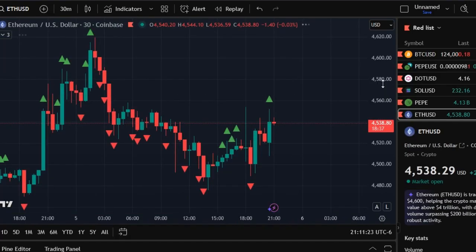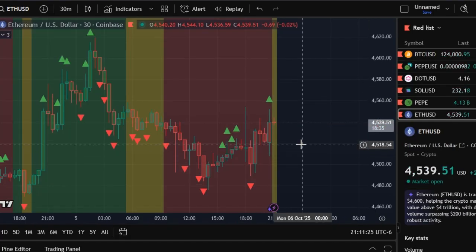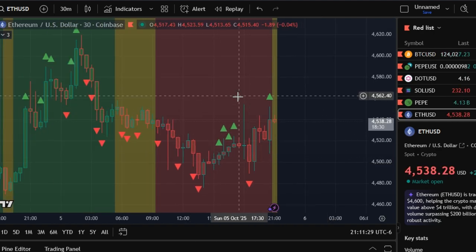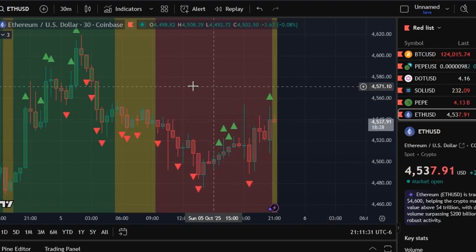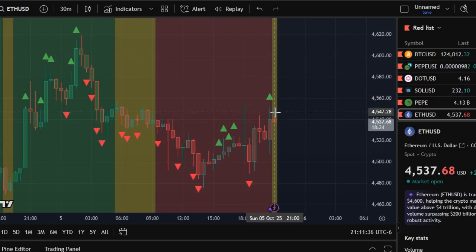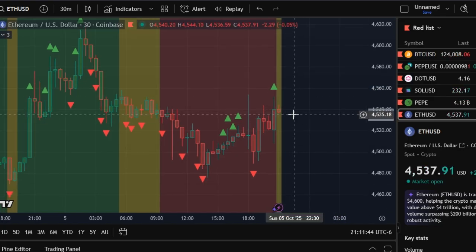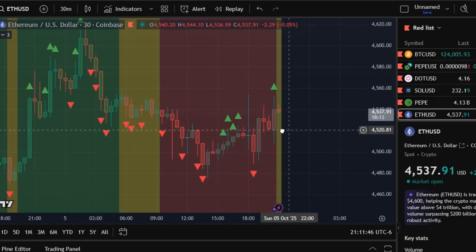Let's go to Ethereum, for example. Ethereum is not doing as well, as you can see. It's still on the downtrend. On the other indicator, we're entering a yellow zone right now, so the trend is kind of weakening. It's possibly time to flip to an uptrend, and this could happen very soon.